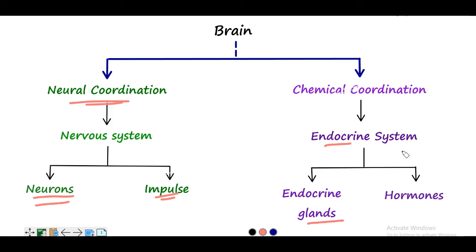How the stimuli are produced, how hormones are secreted, what functions those hormones perform, and in what organs they perform those functions, and so on. Now, neurons are not similar to endocrine glands. This is just an analogy that I have discussed here, to make you understand how the chemical coordination system works and how the neural coordination system works.